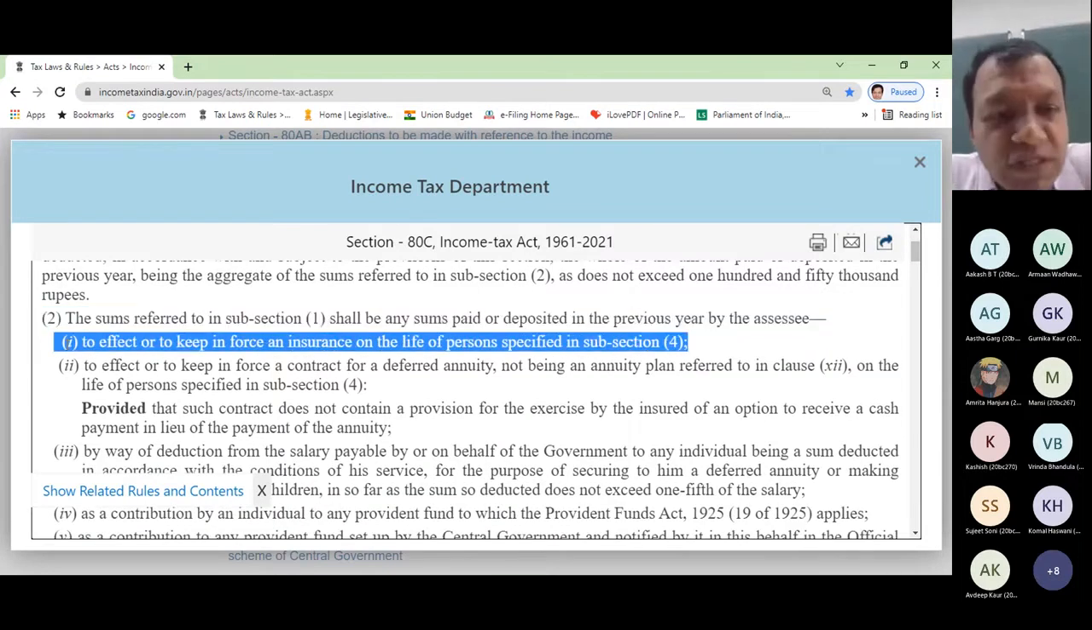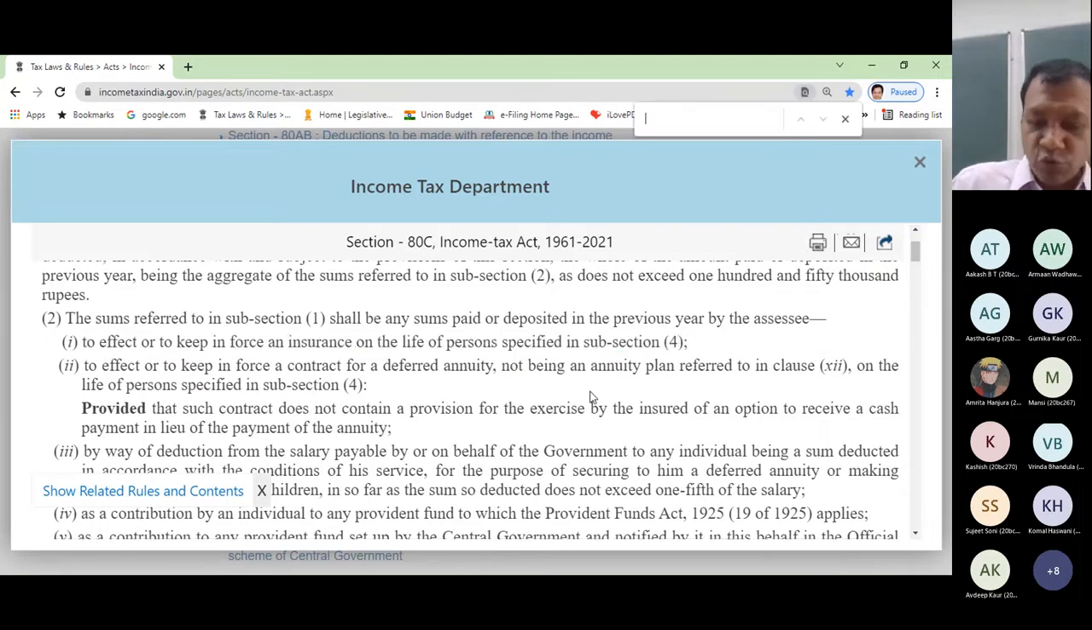To effect or to keep in force an insurance on the life of persons specified in subsection 4. Life insurance premium. So whenever you pay life insurance premium, on whose life? On the life of those people who are written in subsection 4. Then you can claim that amount as deduction under section 80C. Let me first show you subsection 4.